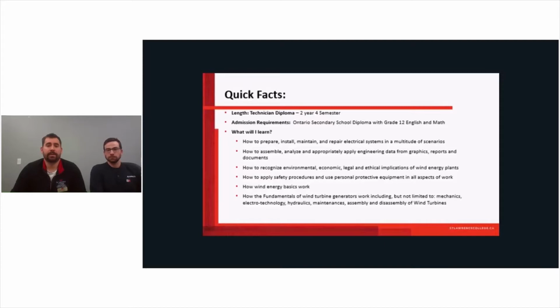How to recognize environmental, economic, legal, and ethical implications of wind energy plants. There are lots of environmental implications with a wind turbine. You probably have heard of some of them if you've been interested in wind at any point in time, such as impacts on birds and bats and different types of wildlife. Legal and ethical implications: you do have pro-wind participants or public coming to you and talking about how wind is really good and great for climate change and so green. But then you also have the protesters that don't like wind and don't like the looks of them, or say they cause health impacts that may or may not be remotely true.